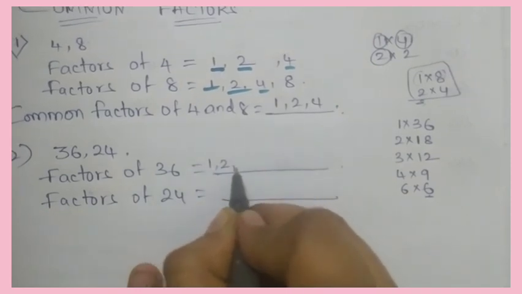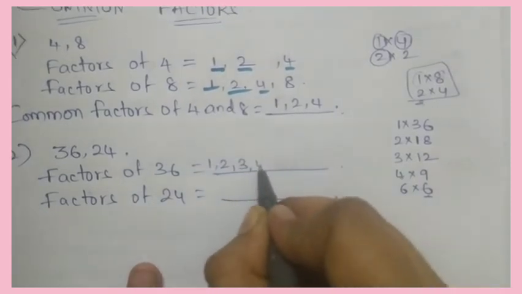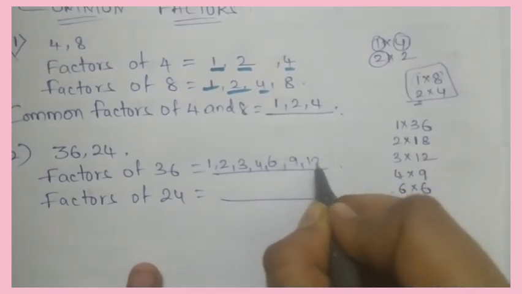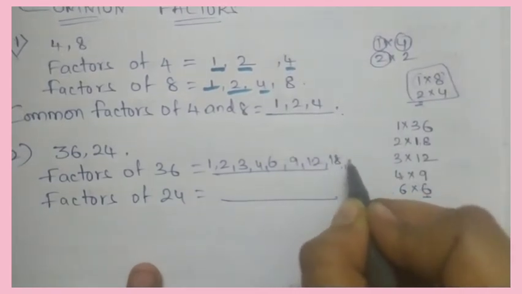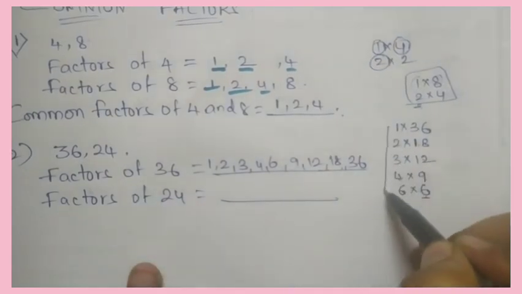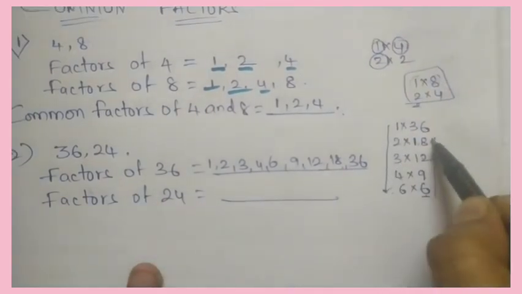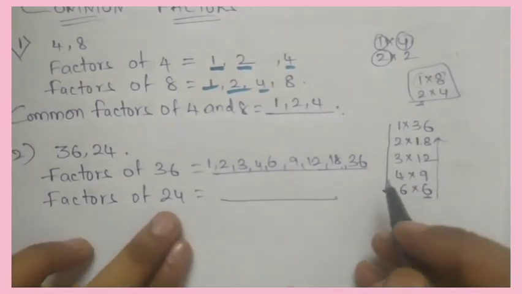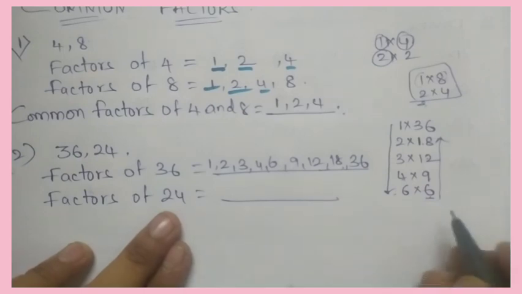1, 2, 3, 4, 6, 9, 12, 18, 36. These are the factors of 36. We'll write factors like this, one side and then the other side. You have to write in ascending order. Next we will find the factors of 24.